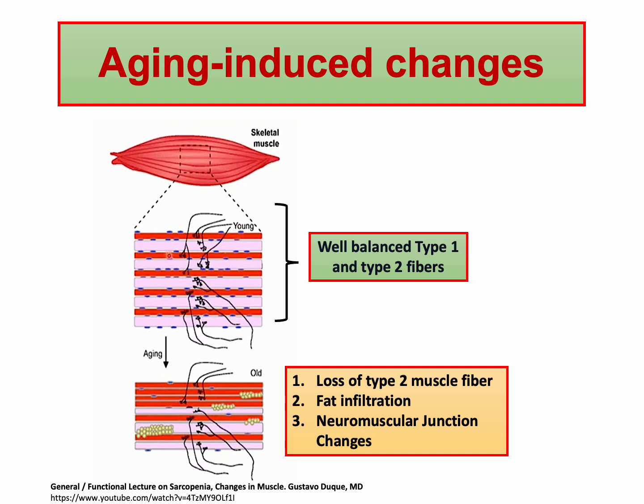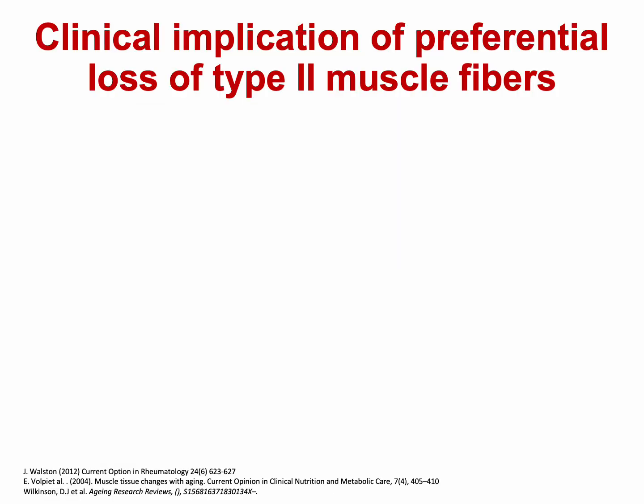Fat infiltration. Older skeletal muscle tends to accumulate excess fat, which infiltrates the muscle tissue, potentially affecting muscle function and metabolism. Moreover, neuromuscular junction changes. The neuromuscular junction begins to detach or unplug, leading to muscle shrinkage and further contributing to a decline in muscle strength and function as you age.